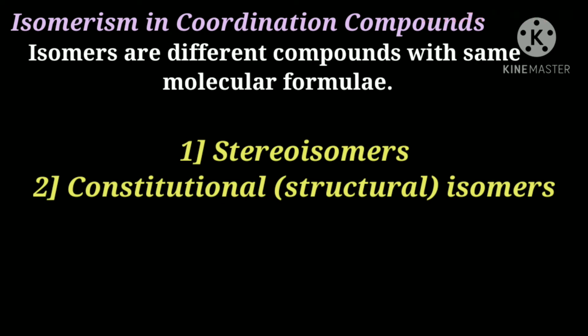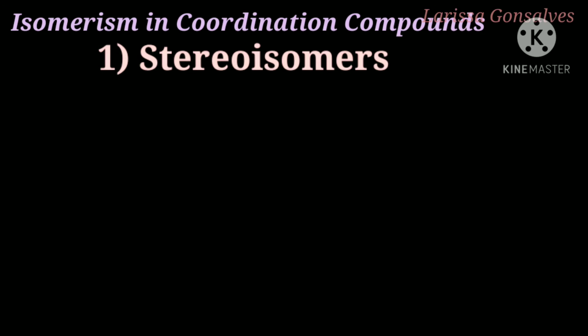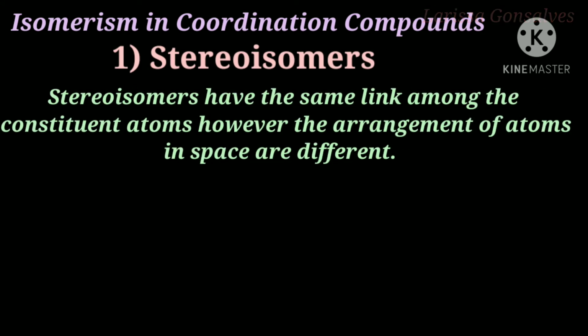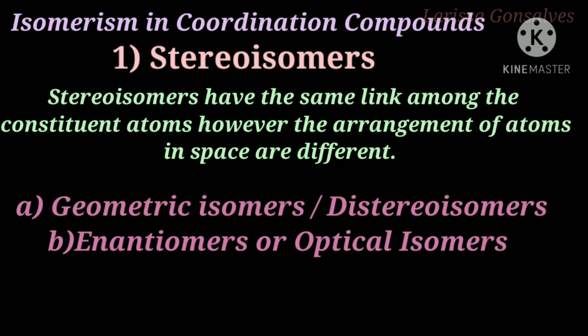Let us first study the stereoisomers. Stereoisomers have the same links among the constituent atoms, but the arrangement of atoms in space is different. Under stereoisomers, there are two types of isomers: geometric isomers, which are also called diastereoisomers, and the second one is enantiomers, which are also called optical isomers.